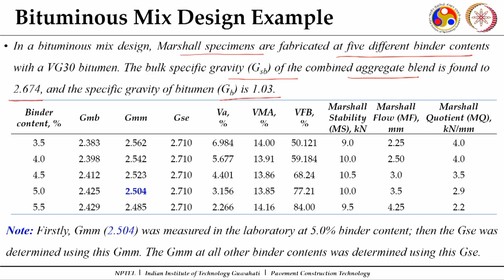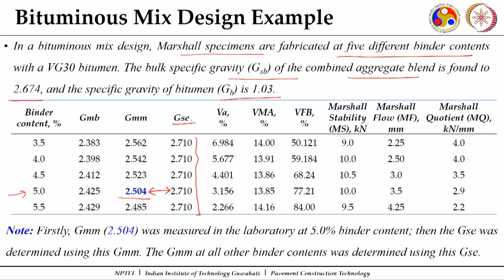Then, as I mentioned, we can determine the maximum specific gravity at a particular binder content, which may be quite close to your optimum binder content, because this comes with experience with different kinds of mixes. So 5% was selected, and there the GMM was determined at laboratory scale. Once that GMM was determined, GSE was obtained using this GMM, and then this GSE was kept constant, considering that there will not be any appreciable or significant change, since this is an aggregate specific property. So not much change is expected.